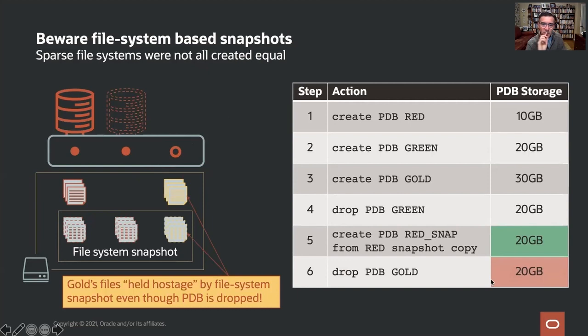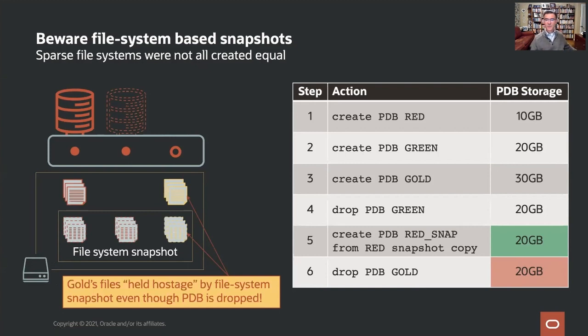What's going on here? So I've dropped PDB gold, and I'd expect that its storage, that 10 gigs, would be released as a result. But because this file system snapshot that enabled the snapshot clone of an apparently unrelated PDB red, that storage is held hostage by this file system snapshot, and it cannot be released. So it turns out then that these apparently unrelated PDBs have a dependency in the file system.